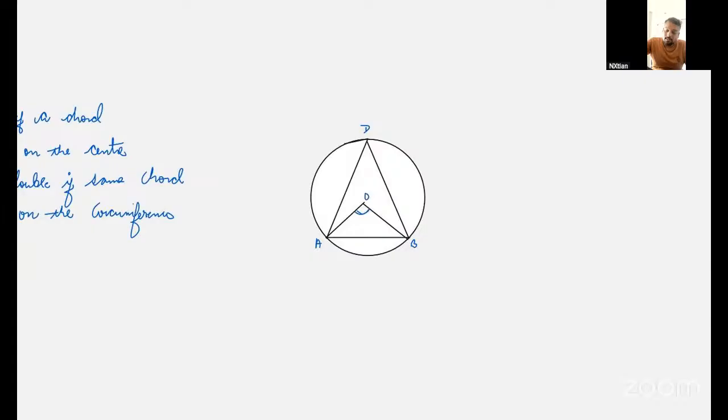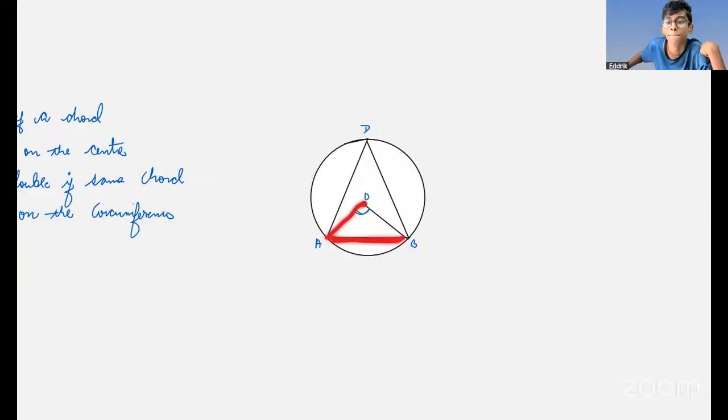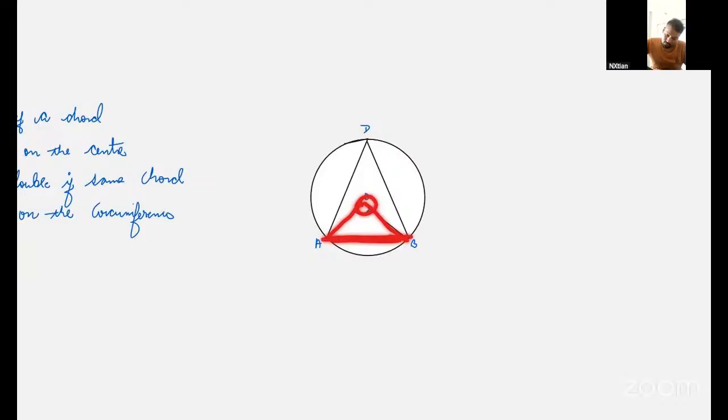Which chord am I asking about? AB is the chord, and it makes the angle at the center. And the same AB chord makes the angle on the circumference. Are you getting this, Agatha? Yes, I'm repeating it again. AB is the chord, and it makes the angle at the center. And the same AB chord makes the angle on the circumference.